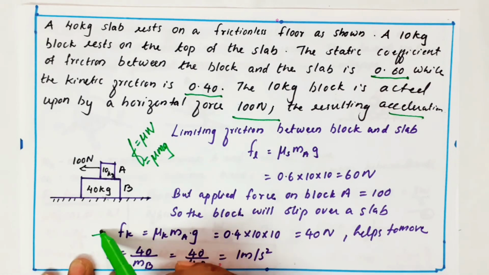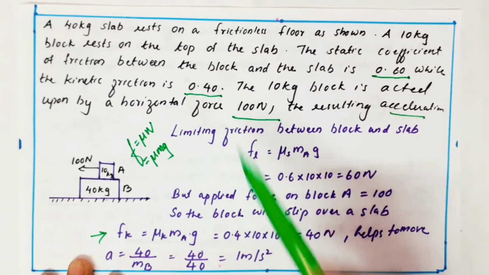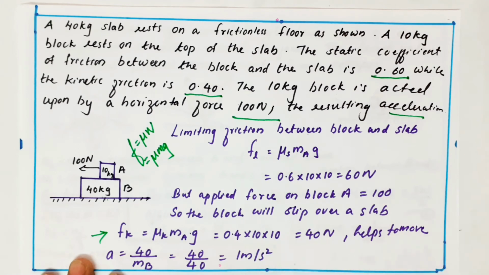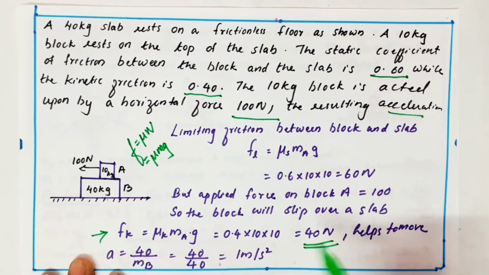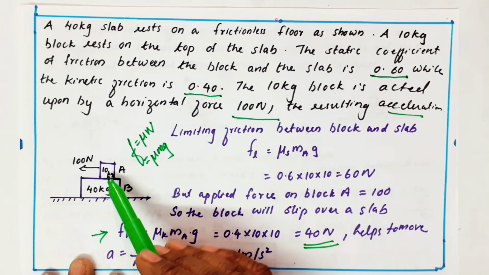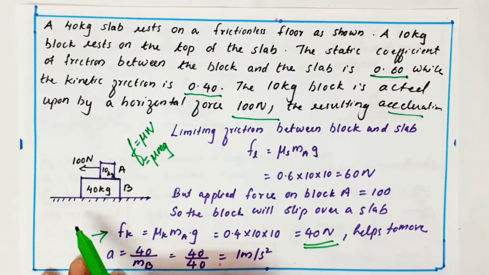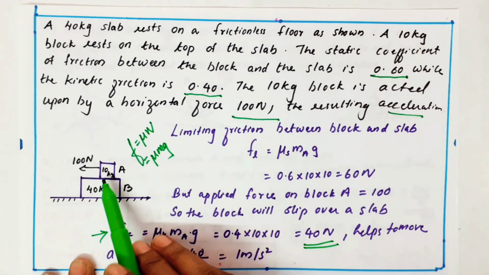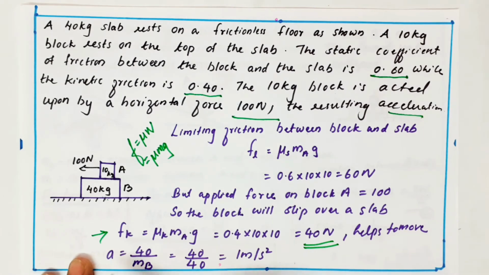So what is your kinetic friction? Kinetic friction I can write as mu k m A into g. The kinetic friction value they gave, 0.40 into 10 into 10, is 40 Newton. Now I need to find the force on B, because there is no external force for B. From where is B getting the force? B is getting the resultant force from A. We are giving 100, but frictional force is there, 60. The remaining 40 they are getting. That 40 Newton is the only force B gets. So the acceleration of body B is 40 by mass of B.